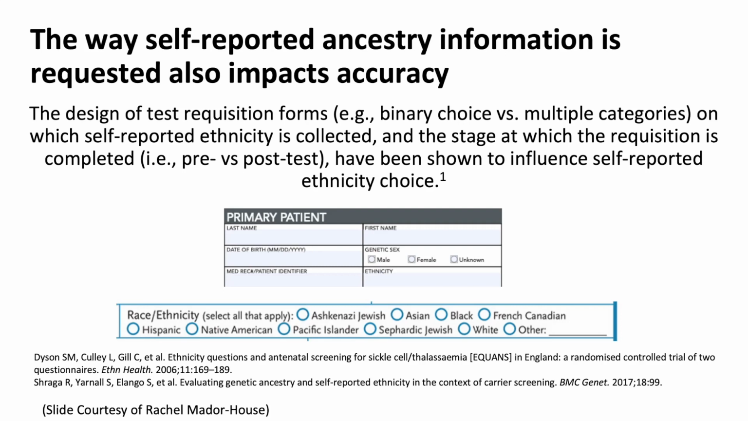And this has been demonstrated. This is a paper by Dyson on ethnicity questions and antenatal screening in England. And what it basically showed was that depending on the structure of the questionnaire, you got different answers. So self-reported ancestry can be affected by how you ask the question.